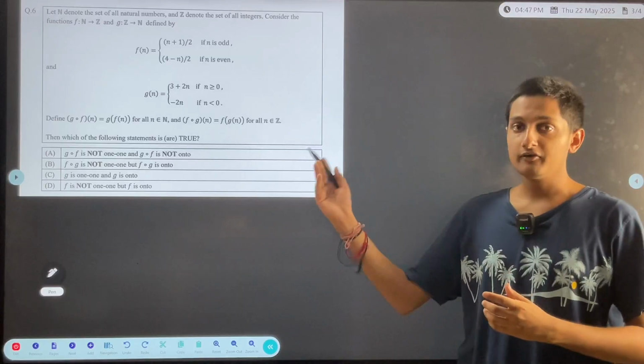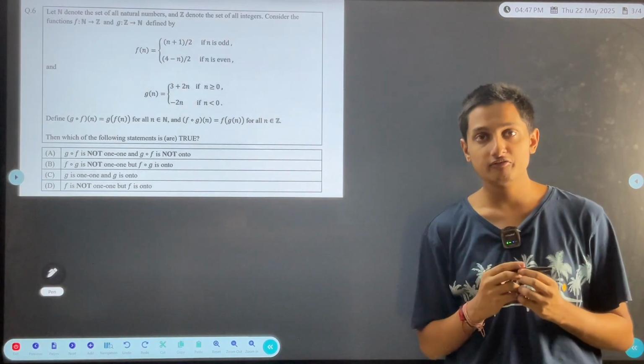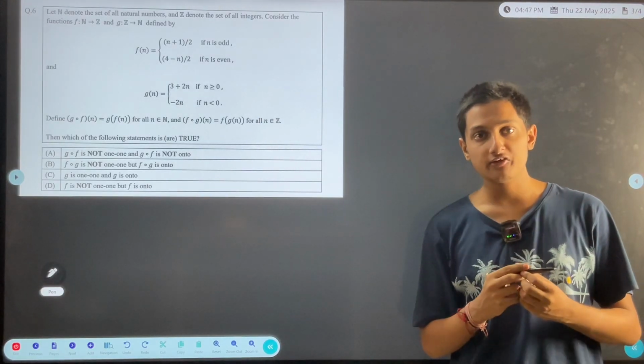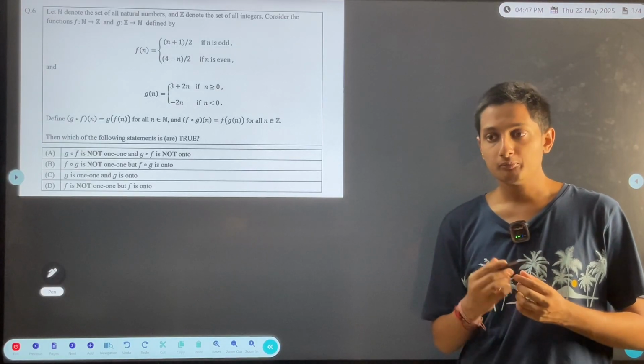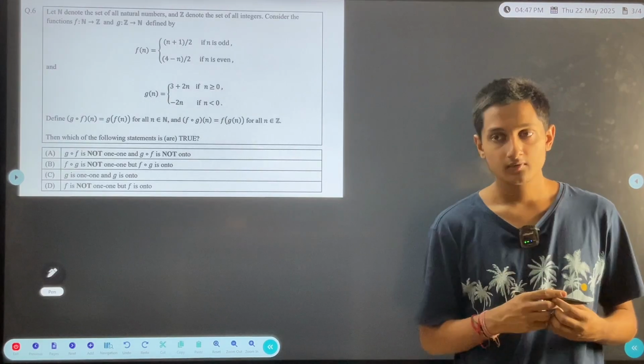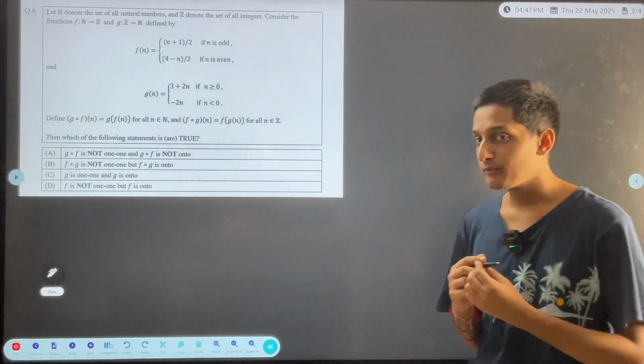Today we'll be looking at question 6 from the JEE Advanced 2025 paper 1 mathematics section. This is a very interesting problem on functions. So pause the video and do give it a try. Alright, let's get to cracking this problem.